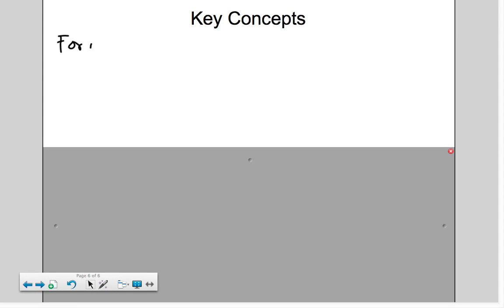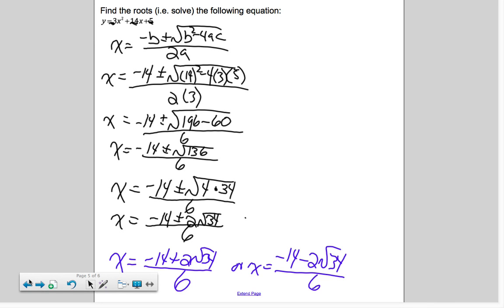For y is equal to ax squared plus bx plus c. Why did you do 4 times 34 back there? Well, because I saw 136, and I was hoping it would be divisible by 4. If it's divisible by 4, then I can take the square root of 4, which gives me 2. And I'm leaving the 34 in there because I can't simplify that radical anymore.